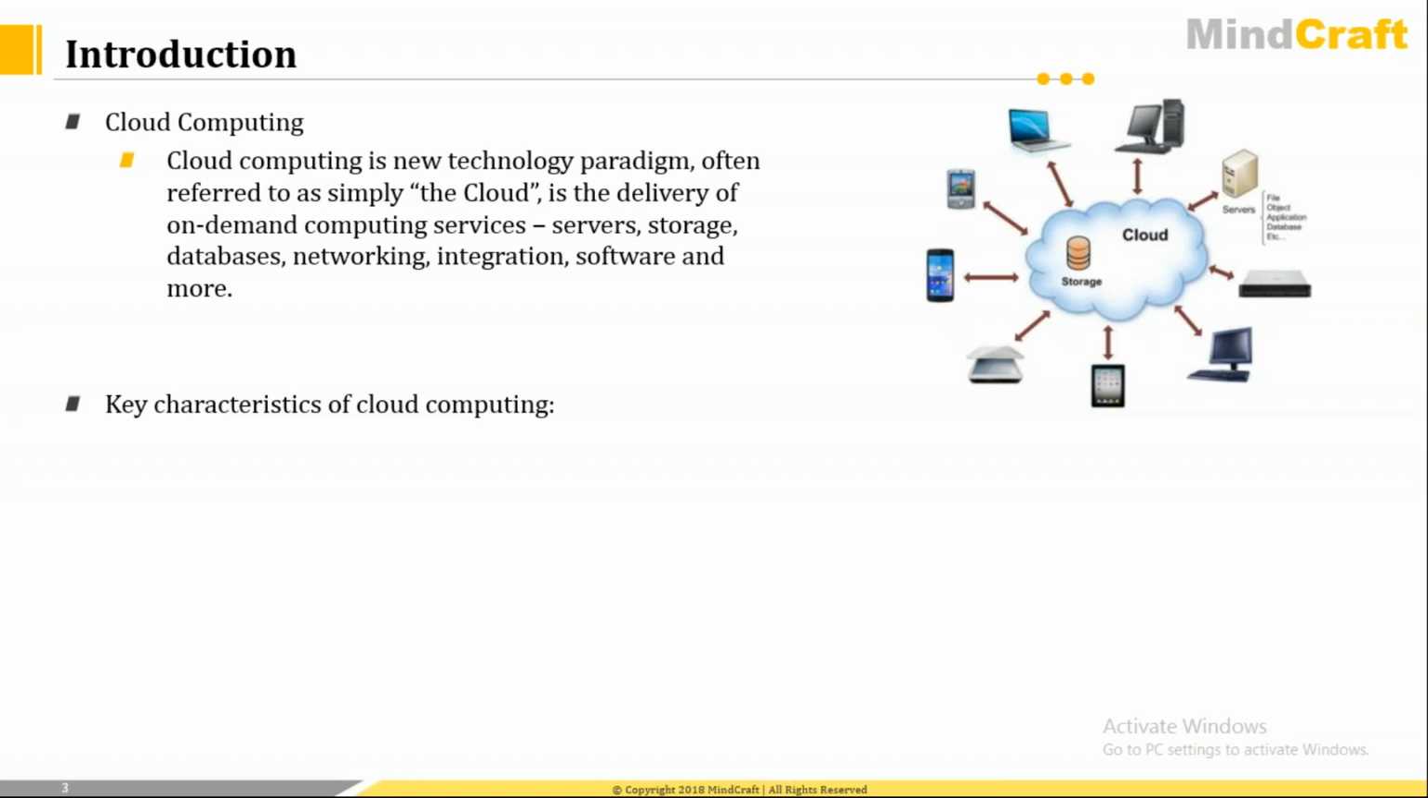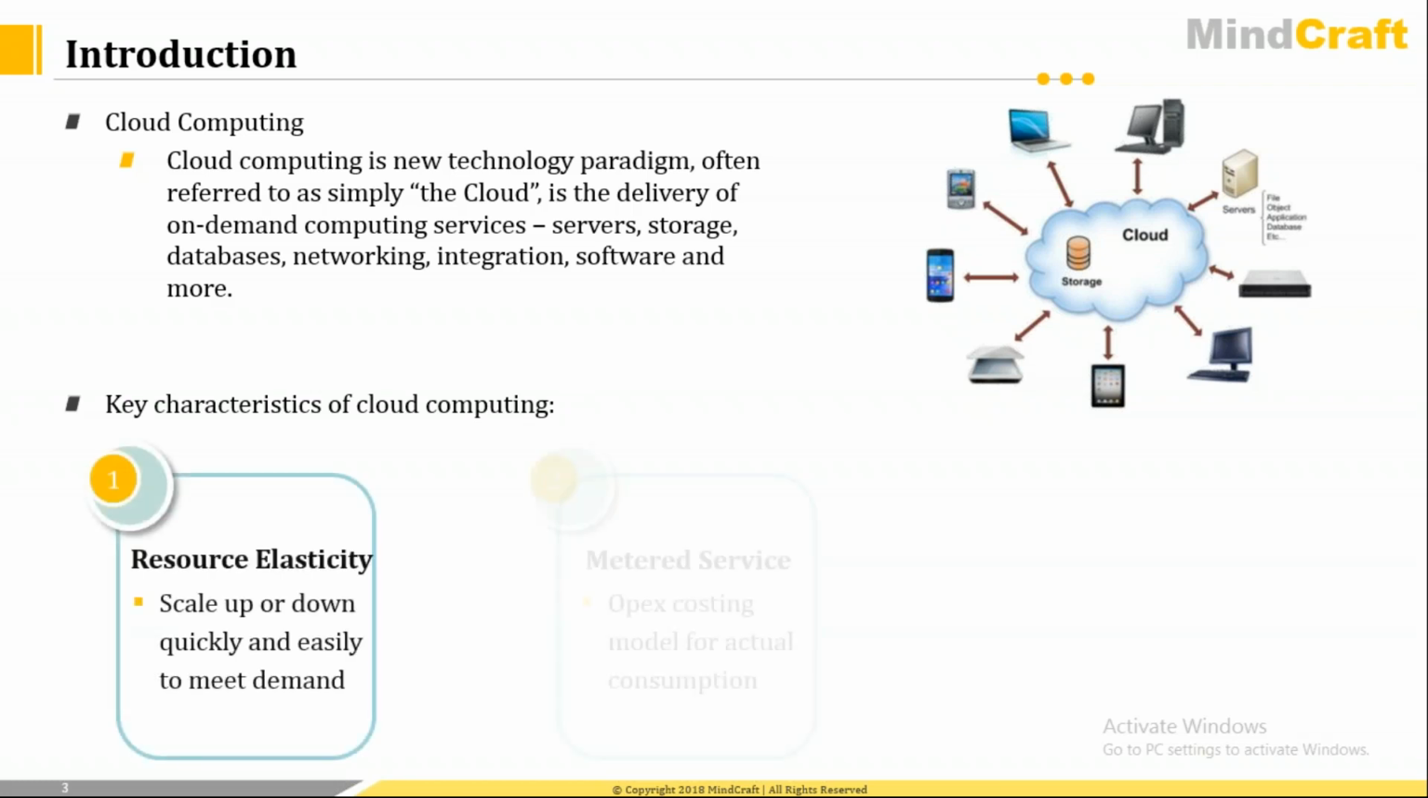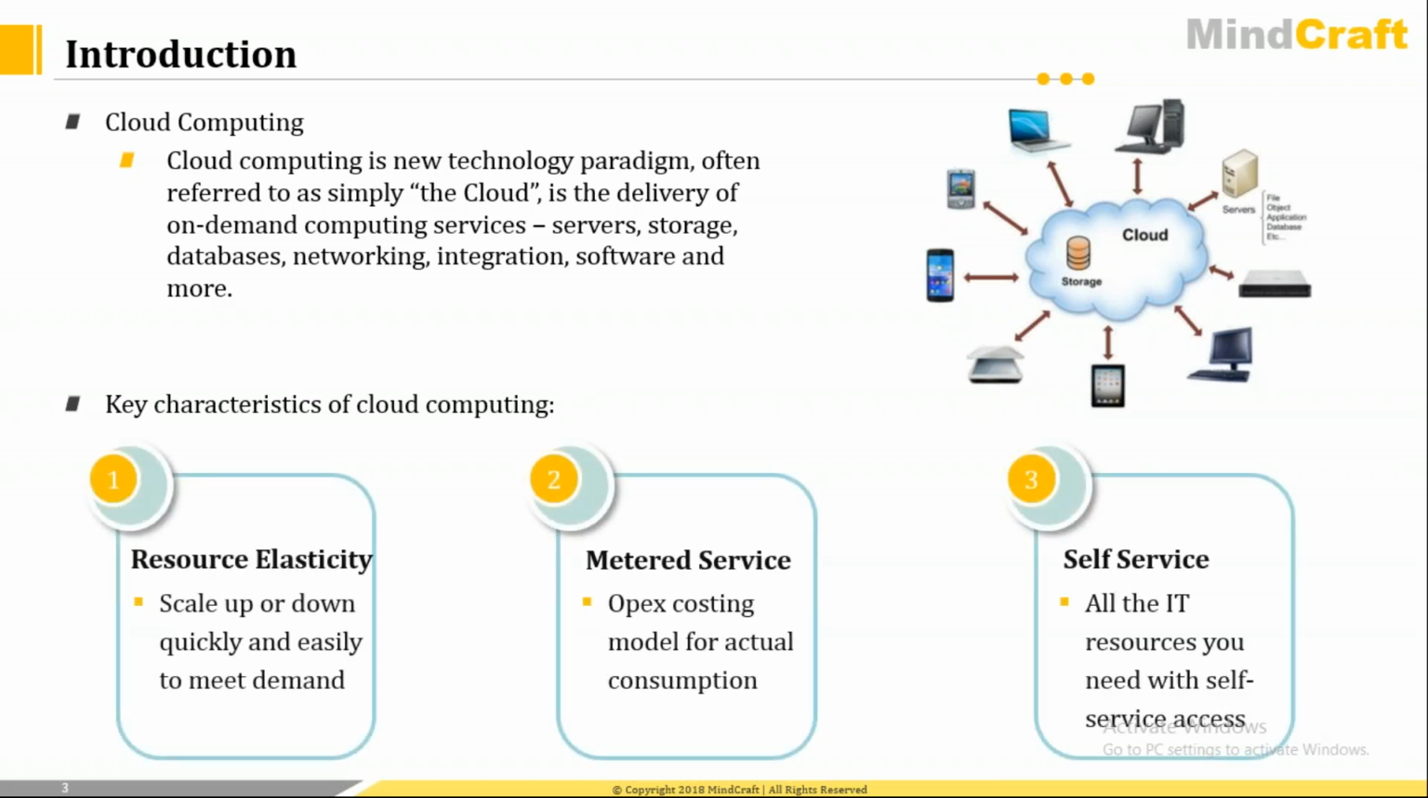Main characteristics of cloud computing are elasticity, metered service, and self-service. Elasticity is based on a business demand. You can scale up and scale down your resources. Metered services focus on an OPEX costing model for actual consumption, that is pay per use. Self-service, all your resources, IT services can be deployed and can be self-provisioned.